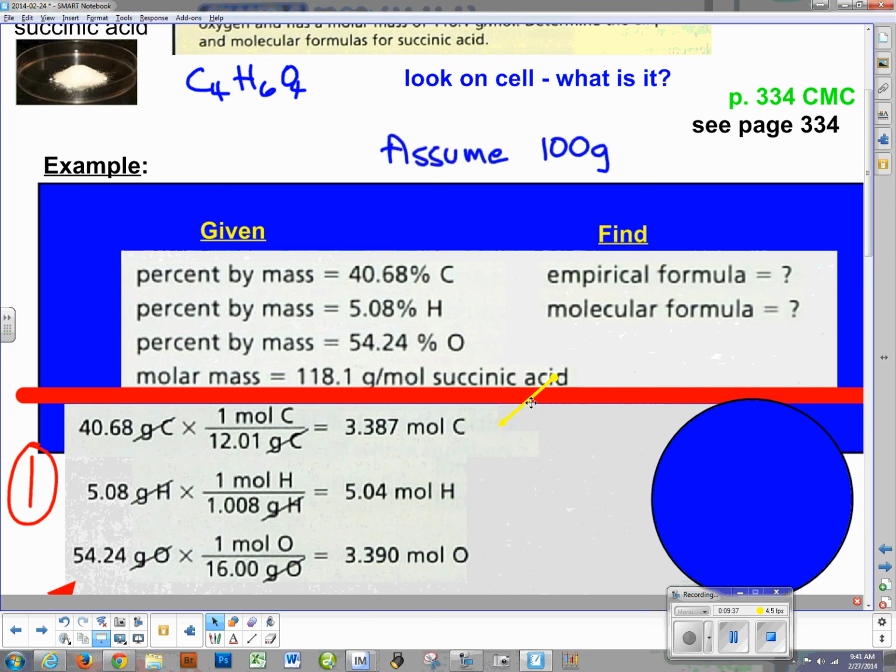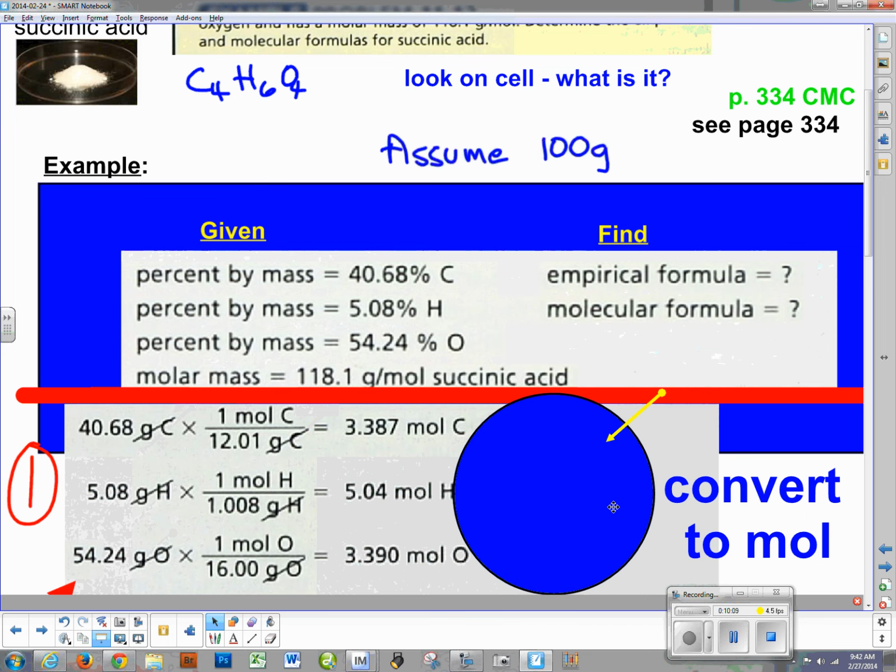So, we made our arrow into a yellow, and now we can see here that we are changing to grams now. Once we've made this assumption, if we assume 100 grams, then these percentages will also be grams, won't they? Okay, so that makes this part very easy to understand. You want to put this in your notes. This is step number one. Step number one is changing from the percentage into grams and multiplying it by the molar mass to convert to moles. So this is converting to moles.